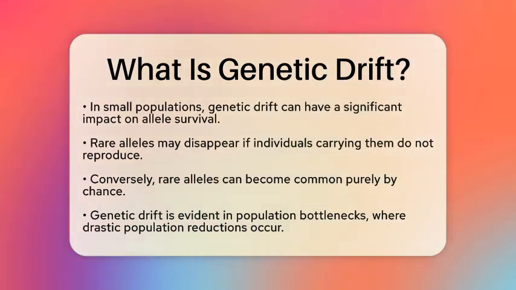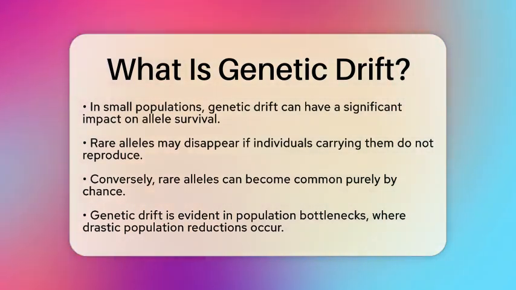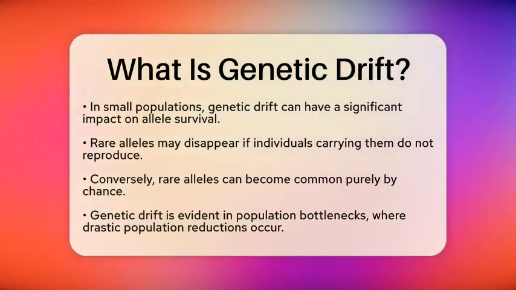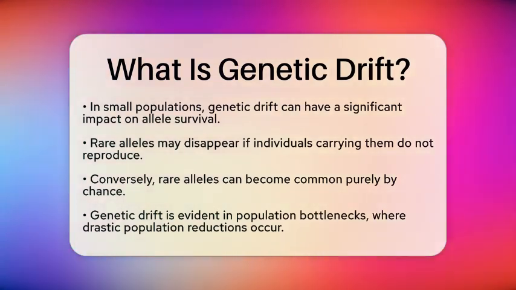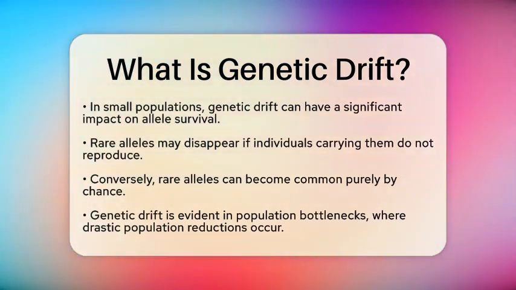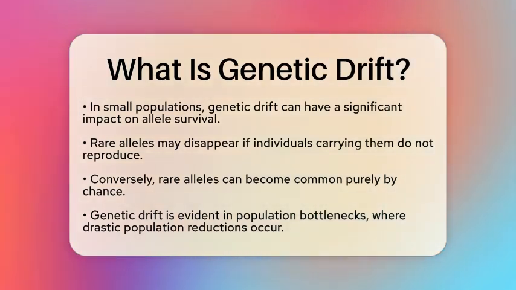Founder effects occur when a small group of individuals starts a new population in a different area. For instance, if a few birds colonize an island, the genetic variation in that new population will be limited to the alleles carried by those founders. This can cause the new population to diverge genetically from the original one.